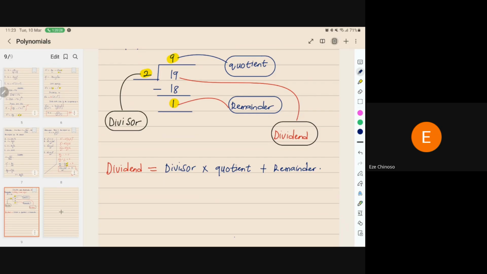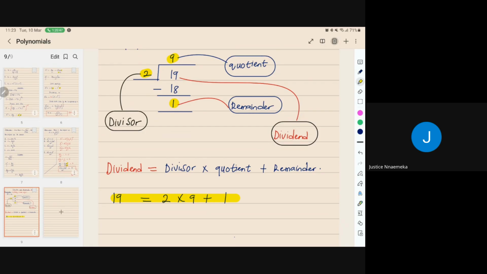Now, let's apply it to what we have. The dividend is 19. So 19 is equal to what? The divisor is 2. The quotient is 9, plus our remainder is 1. Is that not so? Good.